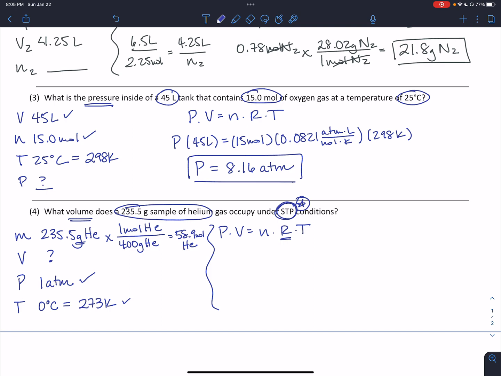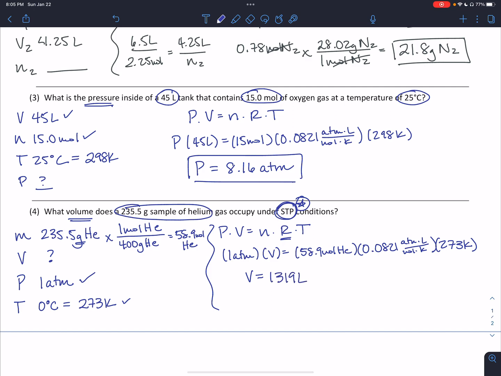All right, so now I go back and plug in. So 1 atmosphere times volume equals 58.9 moles of helium times R, which is 0.0821 in liters, atmospheres over moles, Kelvin, and then 273 Kelvin for our temperature. Multiply one side together, then divide by 1 atmosphere, and we're going to find that the volume here is 1,319 liters.